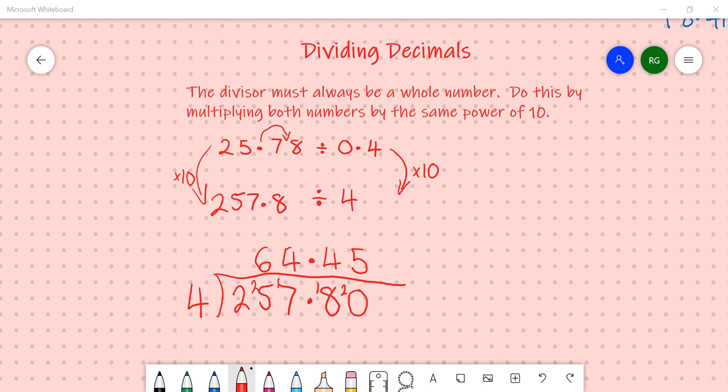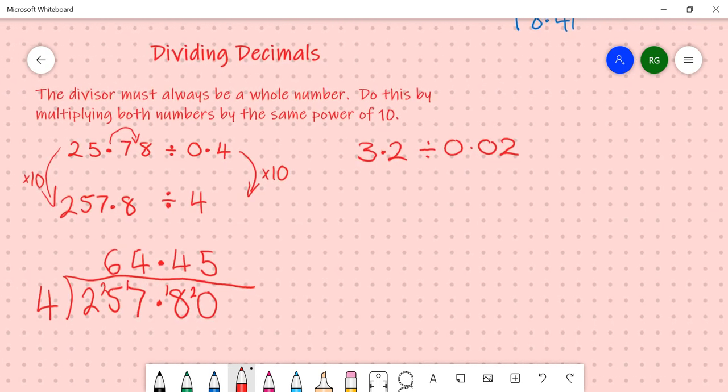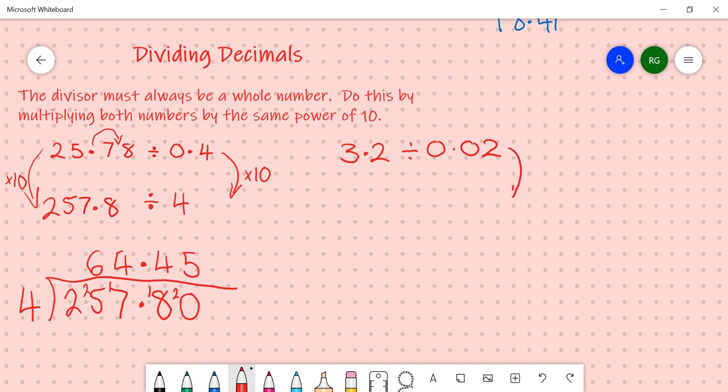So if it was, let's just do another example of 3.2 divided by 0.02. In order to get this number on the right, the divisor, to be a whole number, we need to multiply it by 2 positions, so 2 lots of 0, 100. So we need to multiply both sides by 100. We're going to have 320 divided by 2, and I'm not going to use the algorithm because I know that is 160.